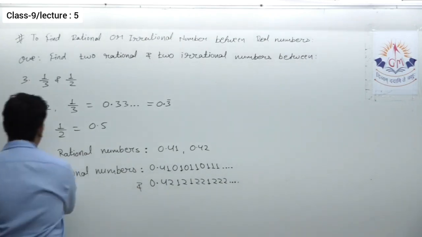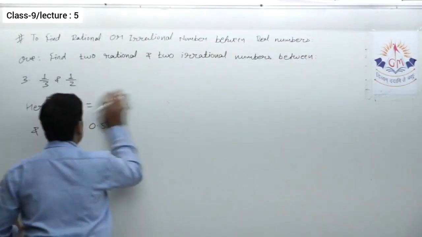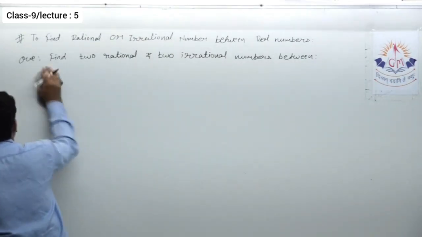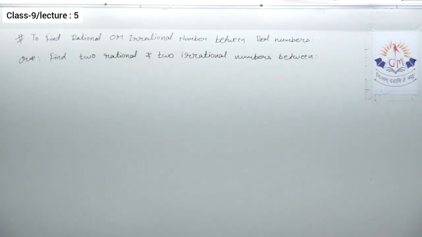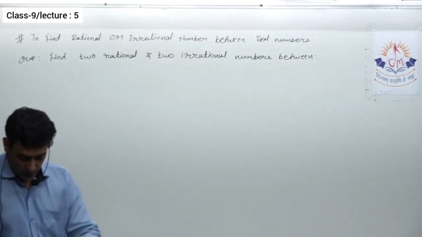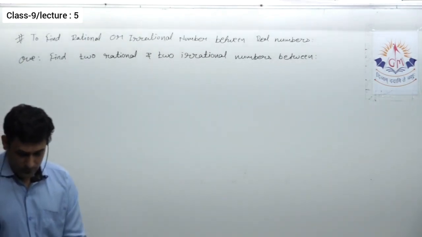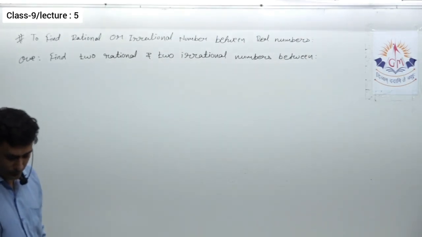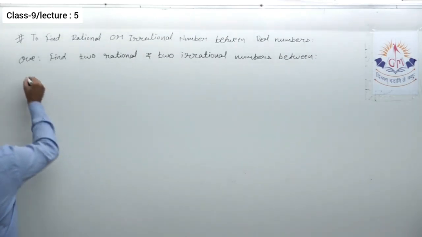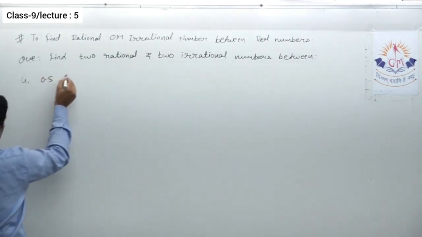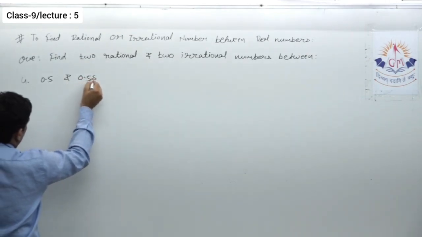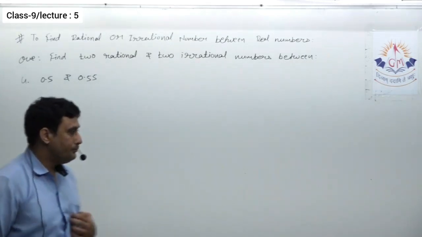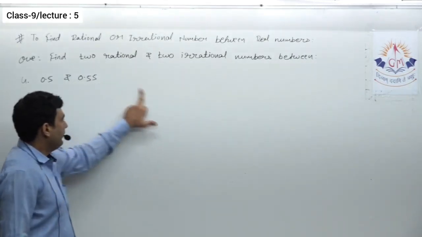Okay, now we'll see the next question. Question number 4. 0.5 and 0.55. Okay, so these two numbers are in the decimal form. We saw this type of example.